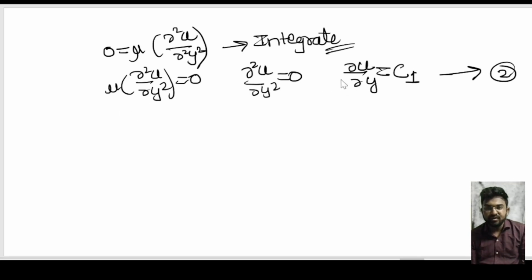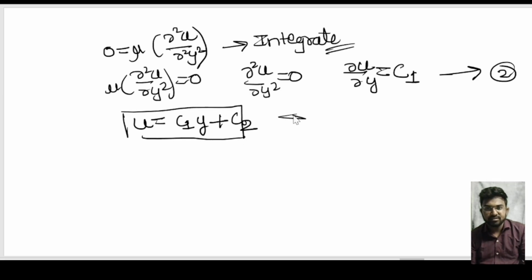So you have to integrate again. You have to remove this partial derivative. If you integrate it again, you will get u equal to c1 y plus c2. So this will be equation number 3.